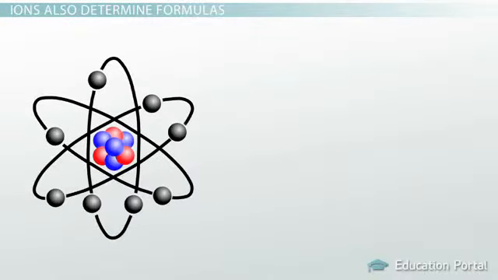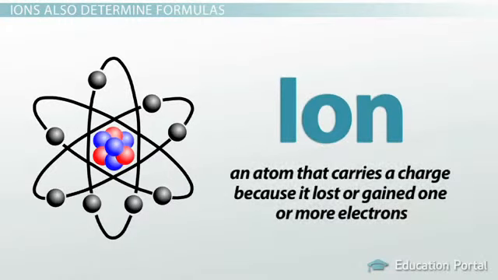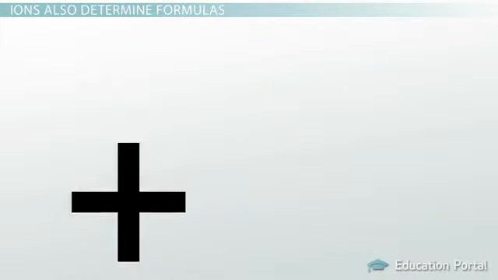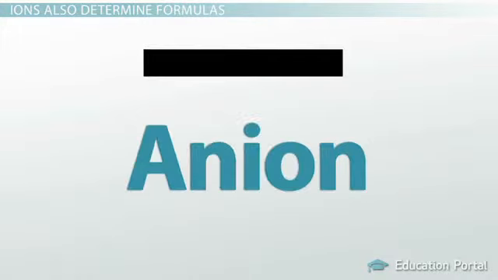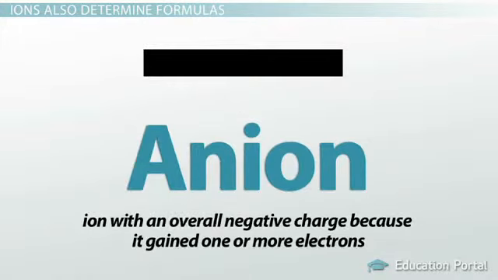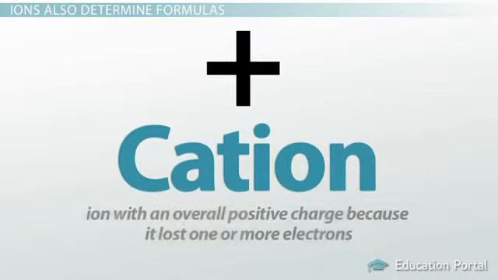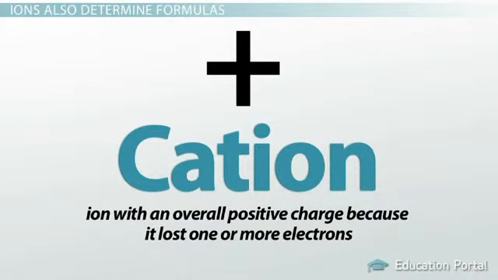Sometimes the atoms that make up a molecular formula are ions. Remember, an ion is an atom that carries a charge because it lost or gained 1 or more electrons. Recall there are 2 types of ions, a cation and anion. An anion is a type of ion with an overall negative charge because it gained 1 or more electrons. And a cation is a type of ion with an overall positive charge because it lost 1 or more electrons.